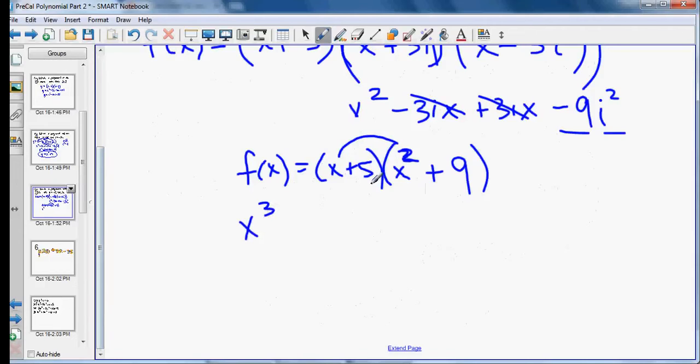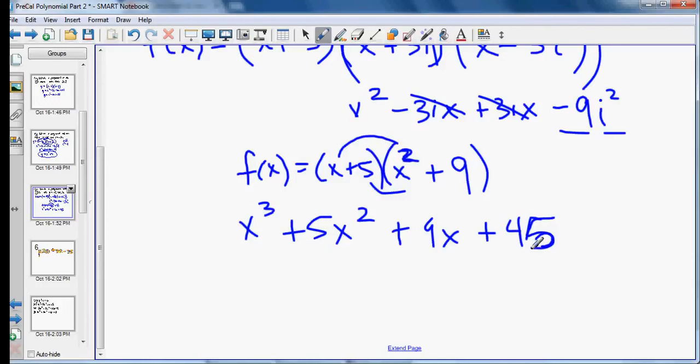Maybe I just didn't finish my 5. Let's see. There we go. Okay, so x cubed plus 5x squared plus 9x plus 45 would be our final answer. So just by knowing three roots of negative 5, negative 3i, and positive 3i, we created a polynomial, the equation of a polynomial.